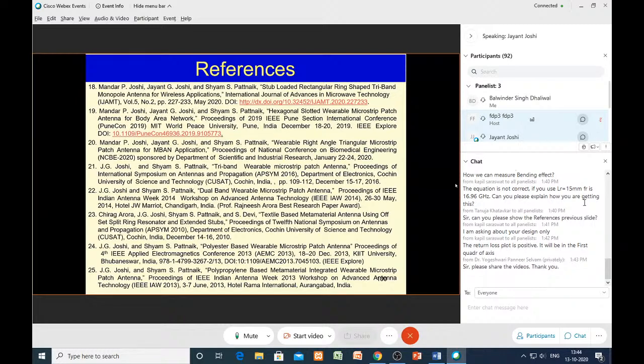How can we measure the bending effect? Bending effect is measured by means of the shift in the resonant frequency. So you have to measure the return loss, that is the reflection coefficient, and the second factor you have to measure is by what amount the frequency is shifted. Okay.